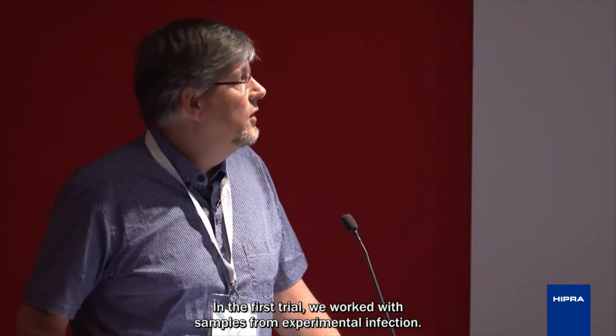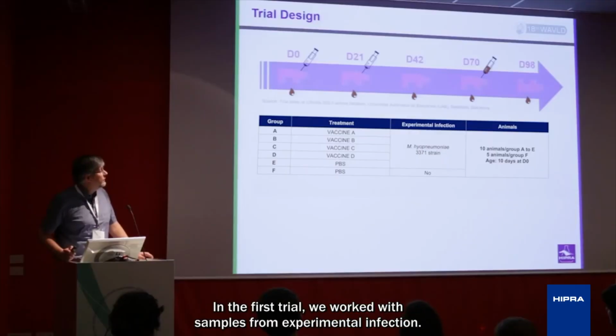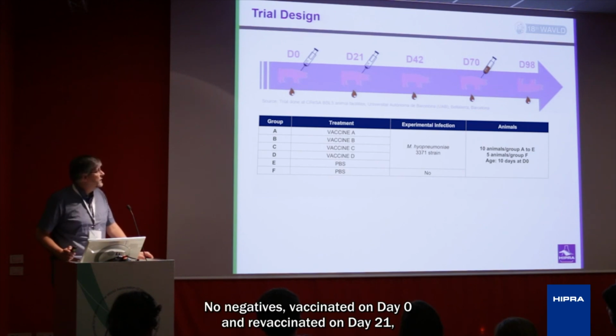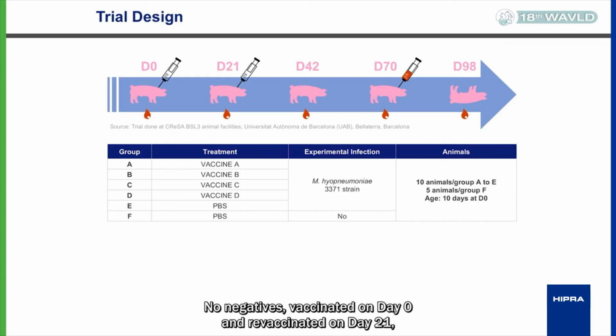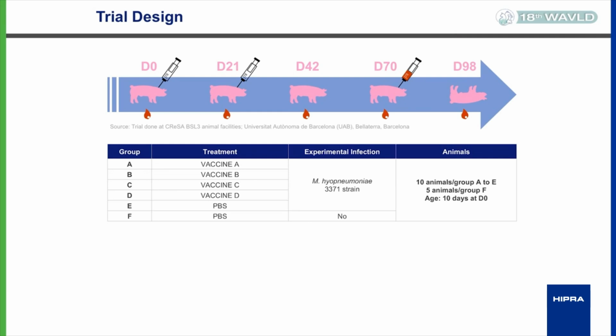In the first trial, we worked with samples coming from a trial of experimental infection, known negatives that were vaccinated on day 0 and revaccinated on day 21, and then they were infected on day 70. The animals were bled on day 0, 21, 42, 70, and 88. The animals were vaccinated in different groups, with different vaccines, the normal vaccines present in the market, and there were also some groups who were not vaccinated and infected, and not vaccinated, not infected.